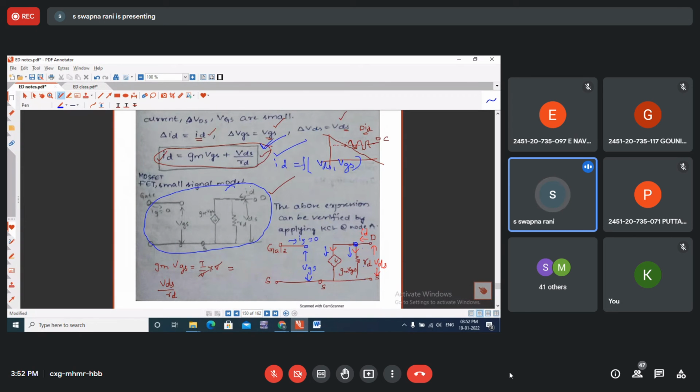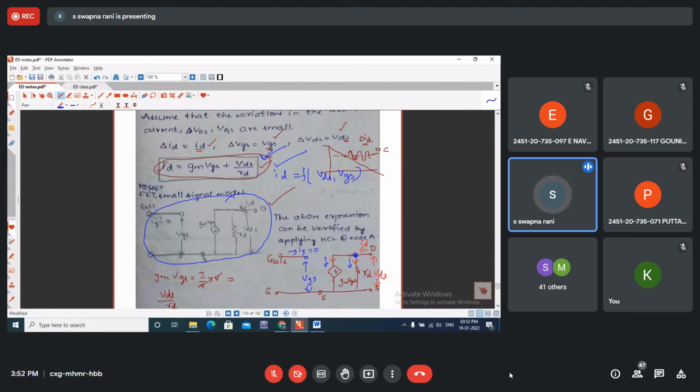Draw the small signal model of FET. It means you need to draw this circuit and write this equation. If you can remember this equation, then it is very, very easy to draw this equivalent circuit or small signal model, because this model has been derived based on this equation itself. So if you apply KCL here, you will get this equation, right? So remember this equation, then easily you can draw this circuit. For 2 marks, it is important: draw the small signal model of FET.